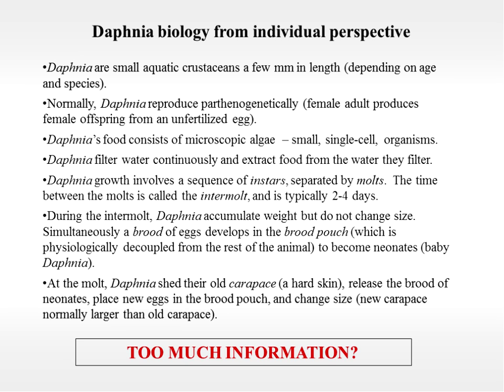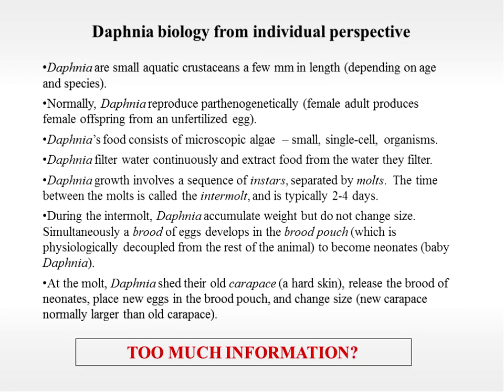They're small crustaceans. For much of the year, they reproduce parthenogenetically. I say something about their food. I say something about the fact that their growth involves a series of instars separated by molts. There's a bunch of complicated biology that takes place at the intermolt, and so on. And if I talked to a physiologist, an ecophysiologist, they would say this slide is far too simple. That is a gross simplification of the biology of Daphnia.